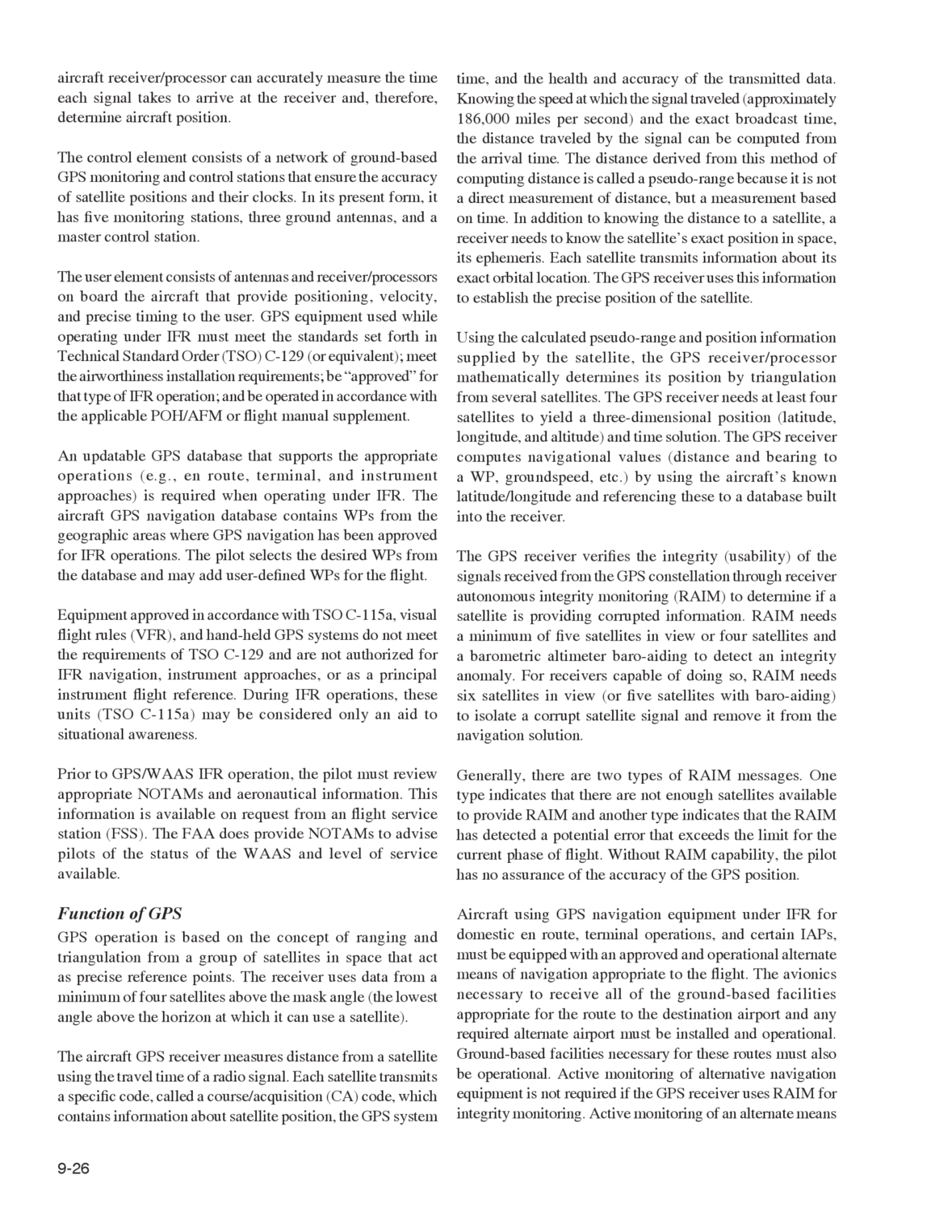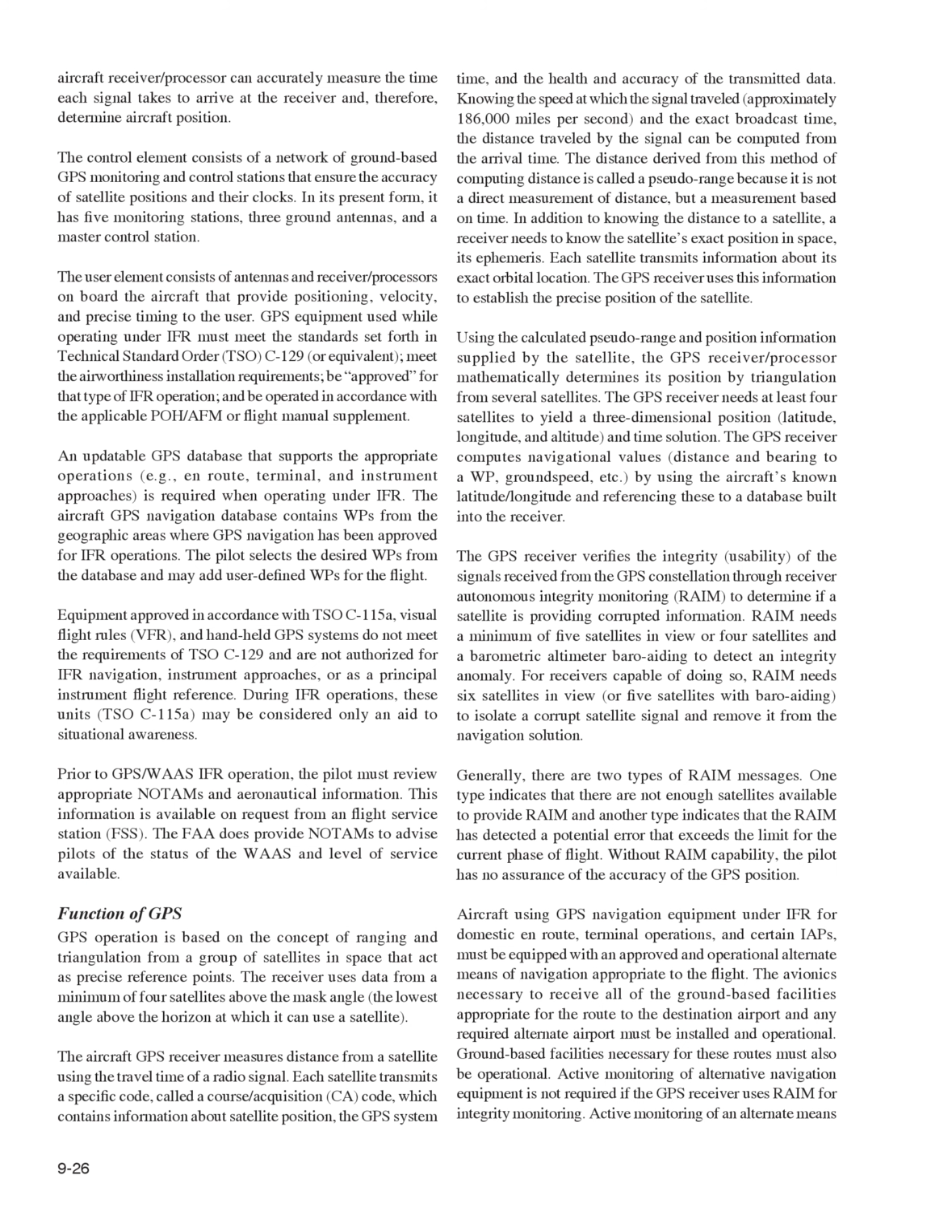Using the calculated pseudo-range and position information supplied by the satellite, the GPS receiver/processor mathematically determines its position by triangulation from several satellites. The GPS receiver needs at least 4 satellites to yield a 3-dimensional position, latitude, longitude, and altitude, and time solution. The GPS receiver computes navigational values, distance and bearing to a WP, ground speed, etc., by using the aircraft's known latitude/longitude and referencing these to a database built into the receiver.